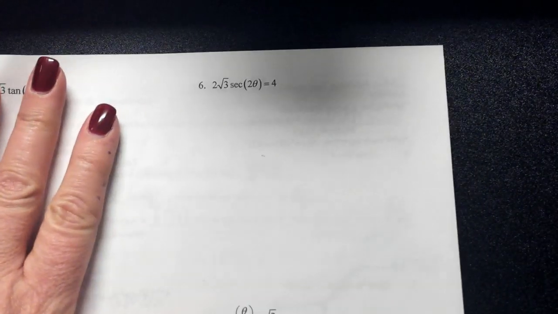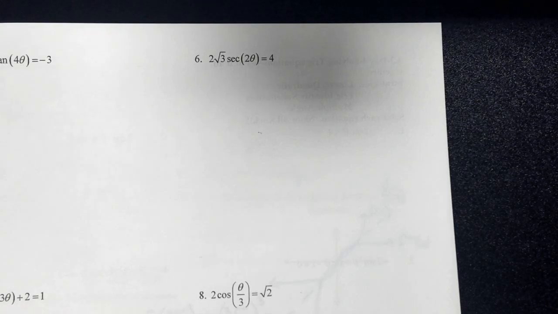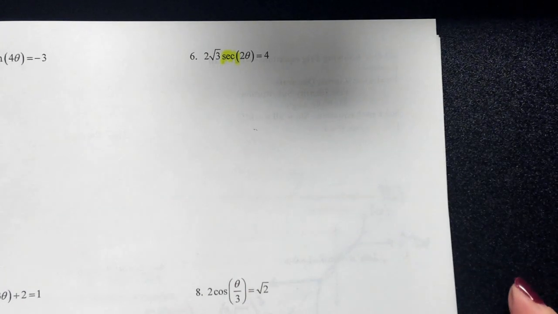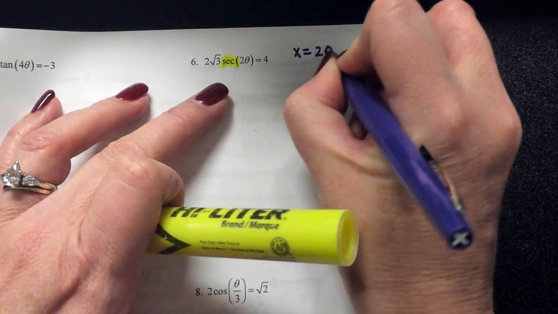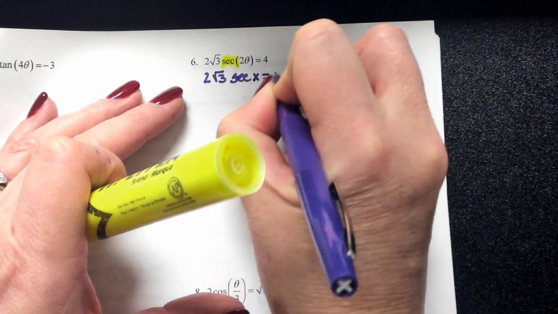Let's go over and let's do number 6, just because I ran out of room on the other page. Let's take a look at number 6. Secant's reciprocal of the what? Cosine. So is this going to be my good news or bad news situation? Bad news. It's going to be my bad news because I'm going to have to make 2 different T-charts, 2 different generalizations. So remember, I'm going to replace the 2 theta. I'm going to let x be equal to 2 theta, and I'm going to rewrite this as 2 square root 3 times the secant of x is equal to 4.